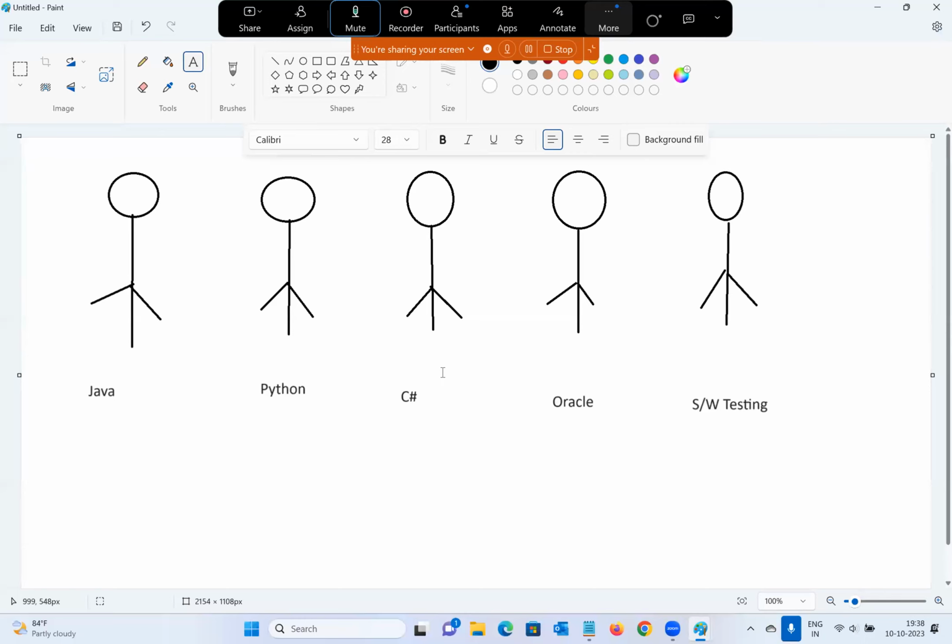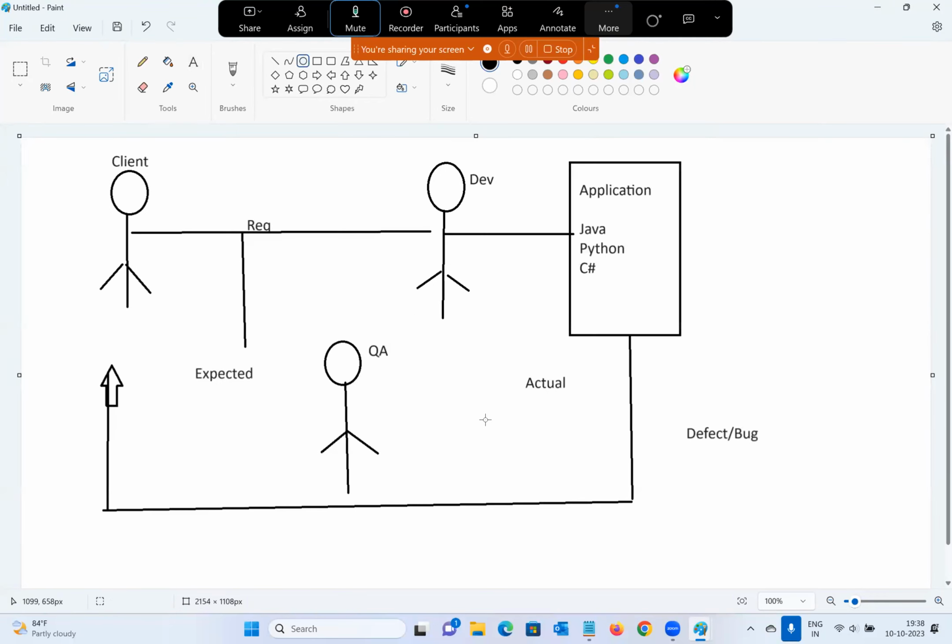But if the application is developed by Java, Python, C Sharp, Oracle, anything, before it is delivered to the customer, who is required? Testing engineer required. Whatever it may be, before delivery to the customer, a testing engineer is required. So guys, in any company as a testing engineer, we can get more opportunities.